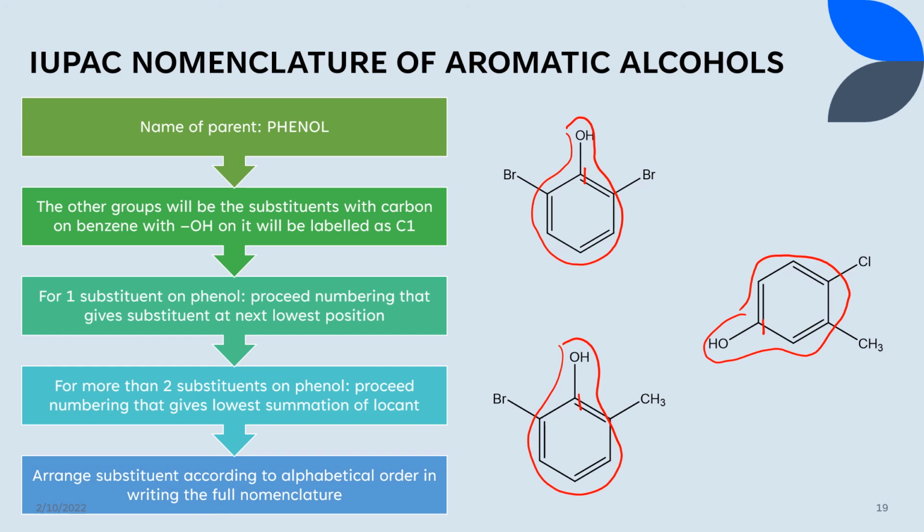Next, we have to proceed numbering that gives a substituent at the lowest position. When there are two substituents, we consider this. For more than 2 substituents on phenol, proceed numbering that gives the lowest summation of locants. So looking at the first structure, this carbon is already carbon number one, so you've got no choice. You have to proceed numbering either to the left or to the right.